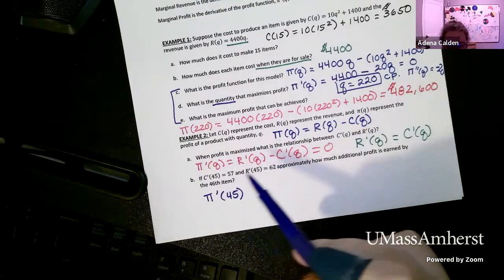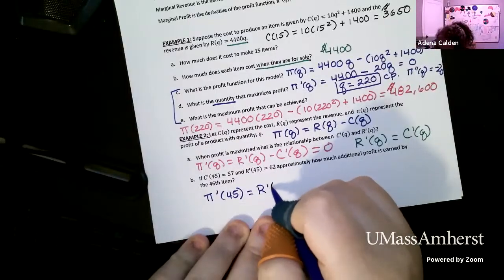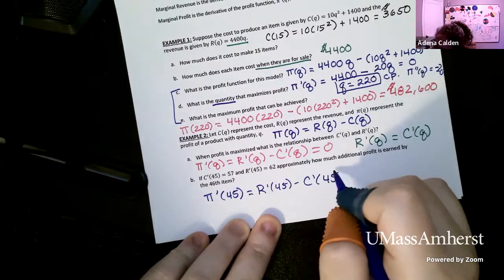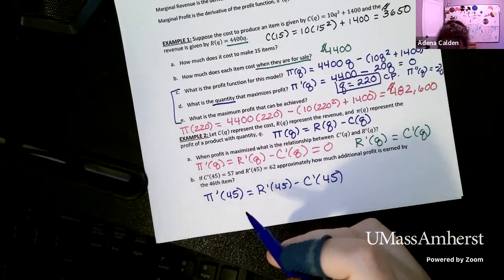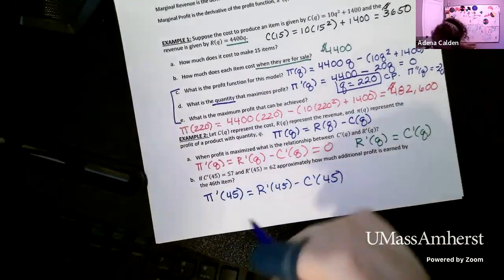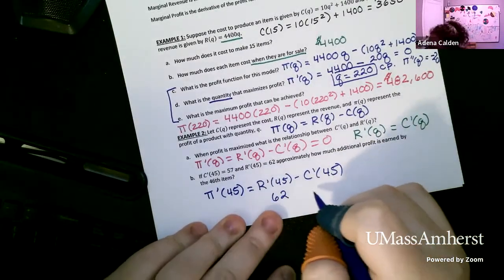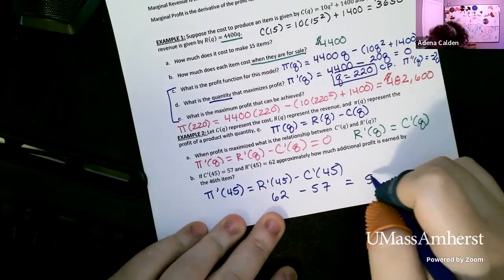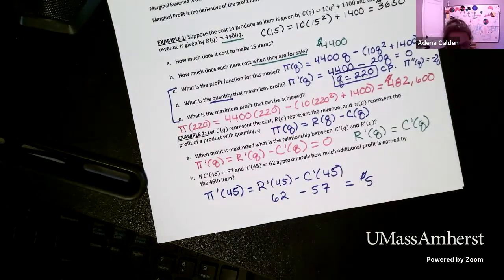So it's that one additional item that we get. That means that we're going to do marginal revenue at 45 minus marginal cost at 45. That's going to tell us the additional profit on the 46th item. So this idea of one additional item is really important. So that is 62 minus 57. So that means that the additional profit earned by the 46th item is $5.